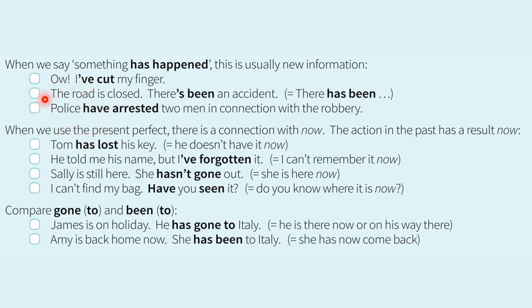Another example we can take. Police have arrested two men in connection with the robbery. This sentence means that the action has just occurred. The police have arrested two men a few minutes ago or so, for example. But if the action occurred yesterday, then I have to say the police arrested two men yesterday.